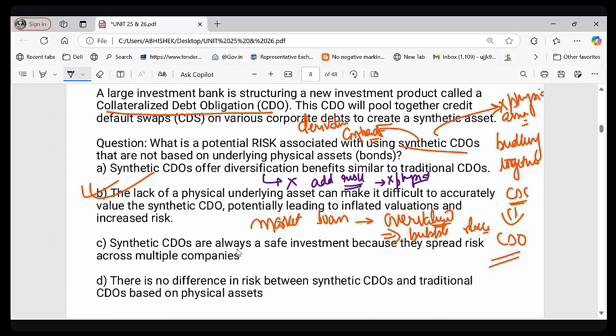Option C suggests that it is always a safe investment. No, no, no, this is not a safe investment, because synthetic CDOs carry more risk. In the case of synthetic CDOs, risk increases, especially during a market downturn. Option D says that there is no difference in risk. This is completely incorrect, because synthetic CDOs are more prone to valuation uncertainty and volatility.